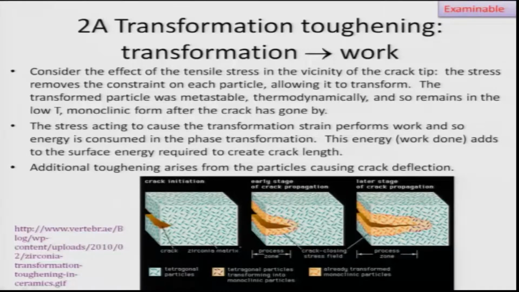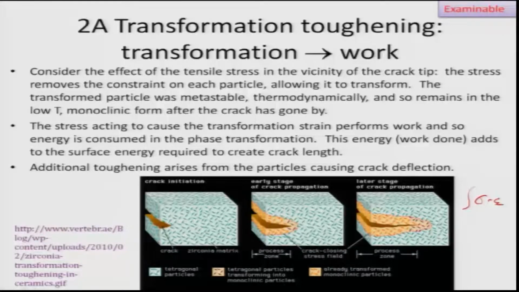So the stress which is acting to cause this transformation from tetragonal to monoclinic can cause a strain, and if it causes strain, it then means it does work. Energy is basically stress multiplied by strain. So if the stress causes a certain kind of strain in the material, energy is required. That energy adds to the surface energy needed to create the crack length. So this is also another important aspect.